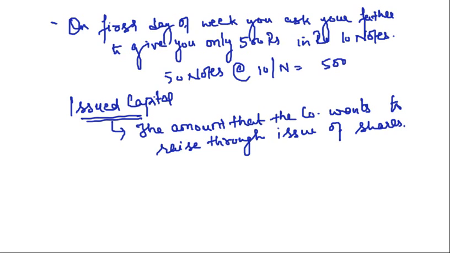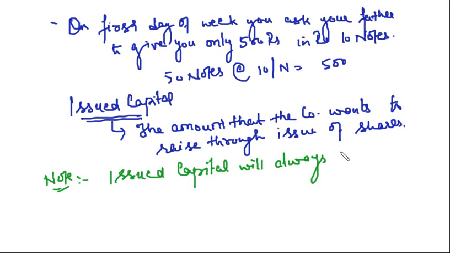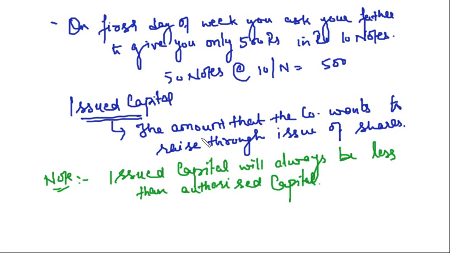Now make an important note here. Issued capital will always be less than authorized capital. Clear? Because authorized capital is the maximum that we can raise, and issued is what we want to raise right now through the issue of shares.